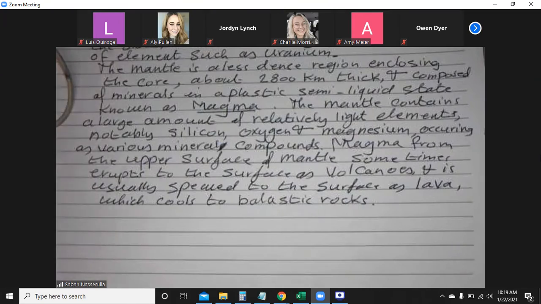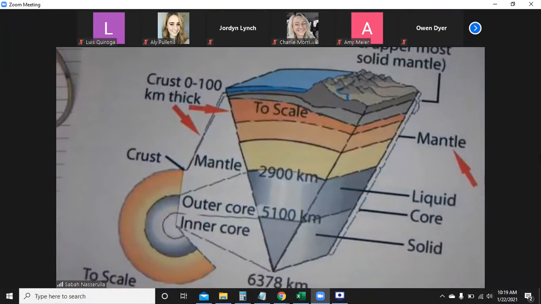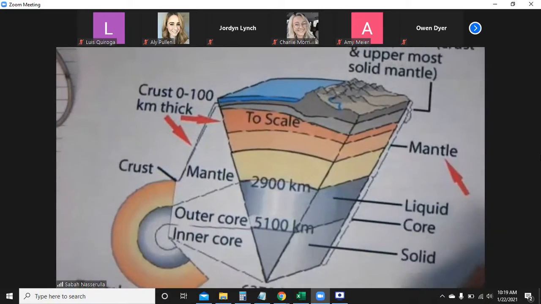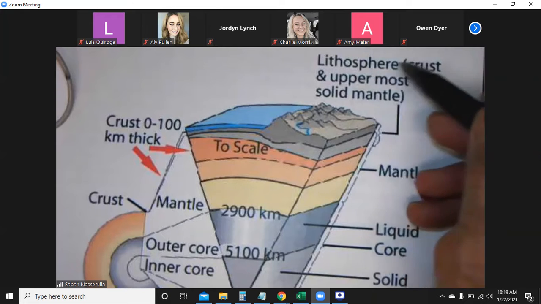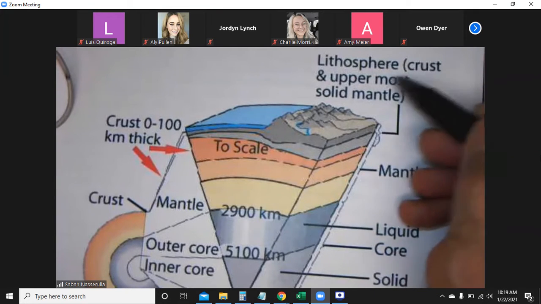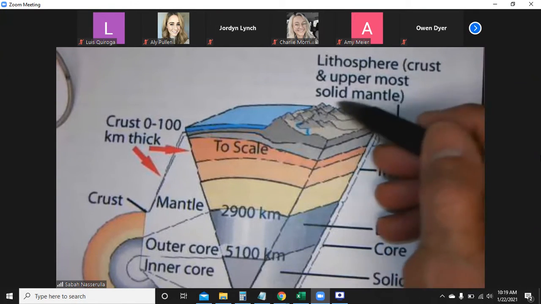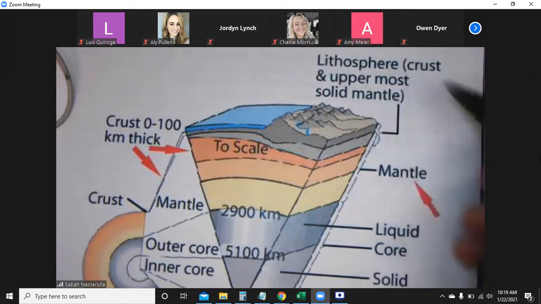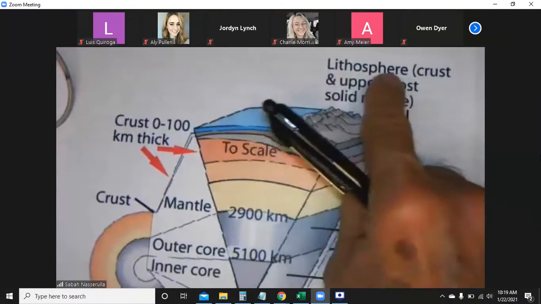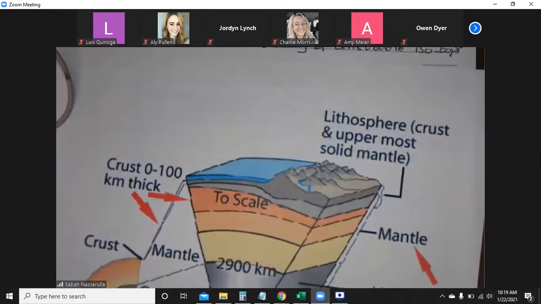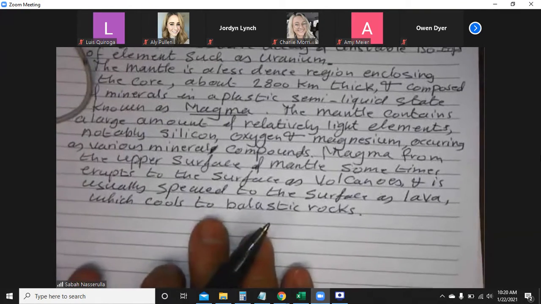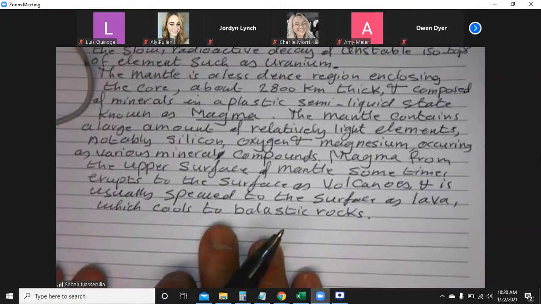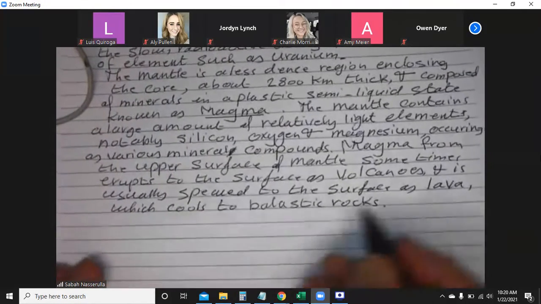Now, of course, as you already see, basically, we talk about the core, and then we talk about the mantle. Did you follow that here? Now, of course, we're going to talk about basically what you call the lithosphere, which is more or less consisting of the crust and the upper, what we call most solid mantle. The next layer, the lithosphere, I'm going to mention here.